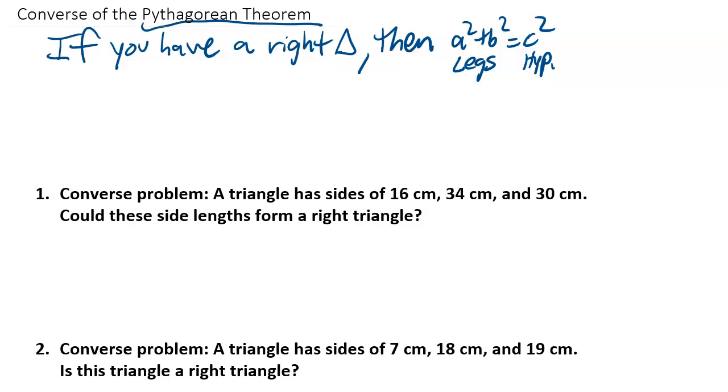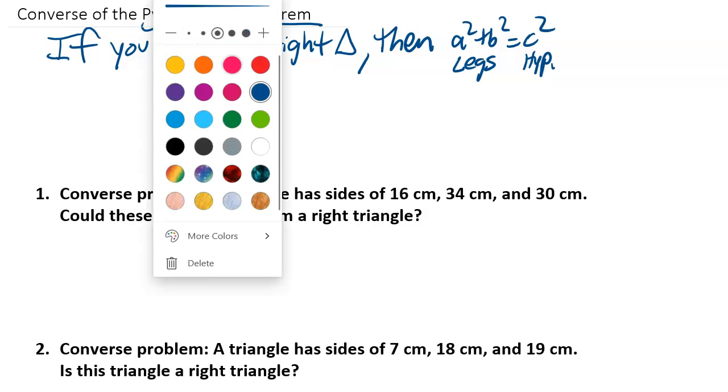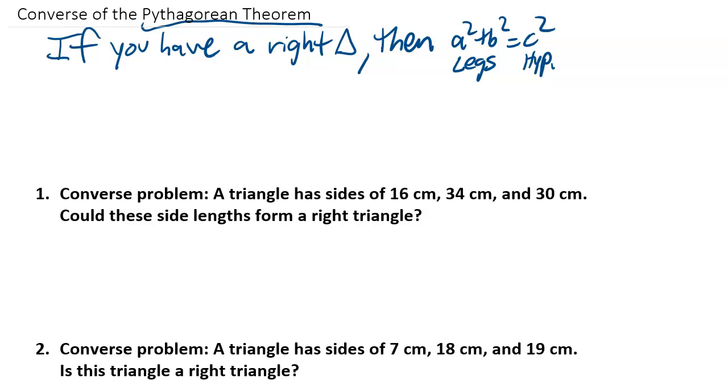Now, in math, whenever we have a theorem, there are sometimes where we could change the order of the statement. We could reverse its order and it still remains true. This is not always the case, but in the case of the Pythagorean theorem, it is true. And we call that the converse because we are turning things around.